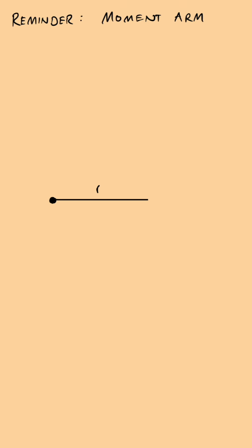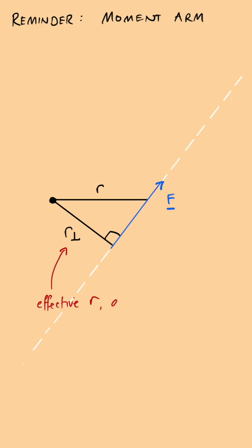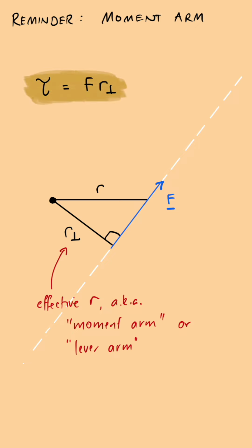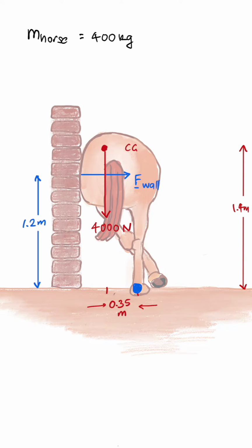When we have a force of magnitude F that's not at right angles to the lever of length r, sometimes there's a shortcut to finding the torque. We can slide the force along its direction of action until it is at right angles. Then we can use this shorter distance, called the moment arm or the lever arm, or r perp, to find the torque, as torque equals force times r perp. And we can do this for our horse problem with both forces.